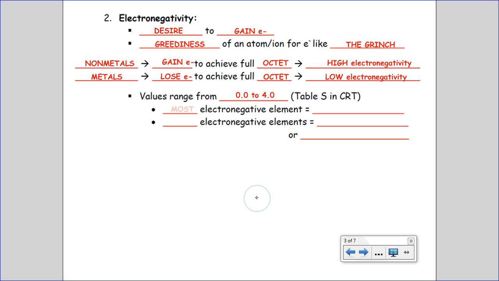The most electronegative element is fluorine. That's in the top right corner of the periodic table. It is a nonmetal, and it scavenges electrons really, really well. The least electronegative element is francium.